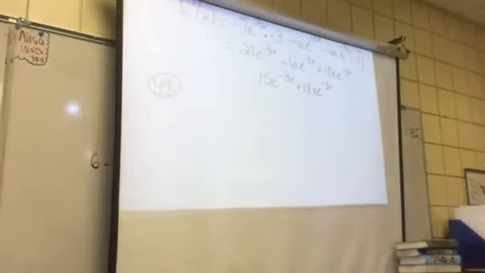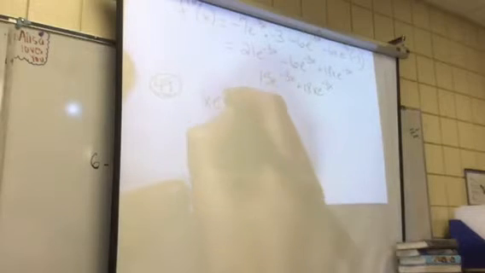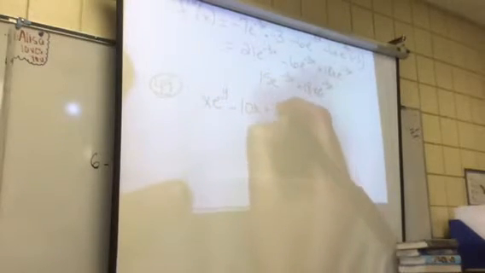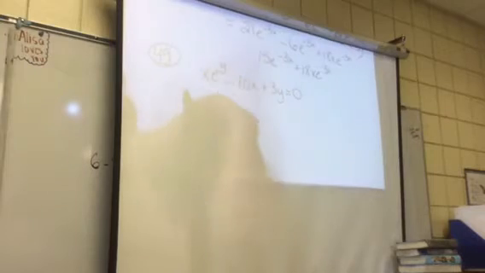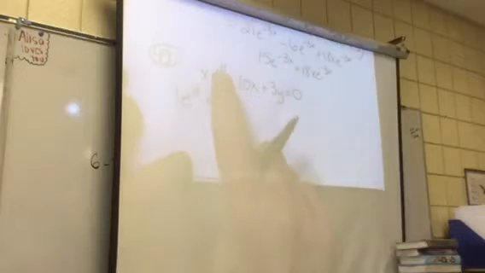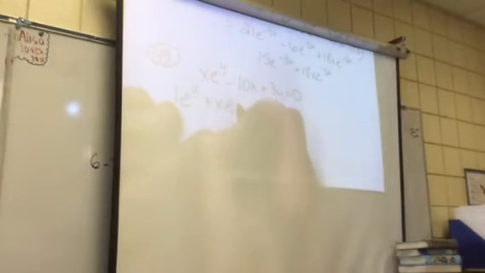Okay, so if we look back at number 49, it says use implicit differentiation to find dy/dx. Okay, so we're going to need to use what rule for this first term? Product rule. So the derivative of x would just be 1 times e to the y plus x. Now when I take the derivative of e to the y, remember y is representing a function here, which is why we have to use implicit differentiation. So it will be e to the y and then times y prime.